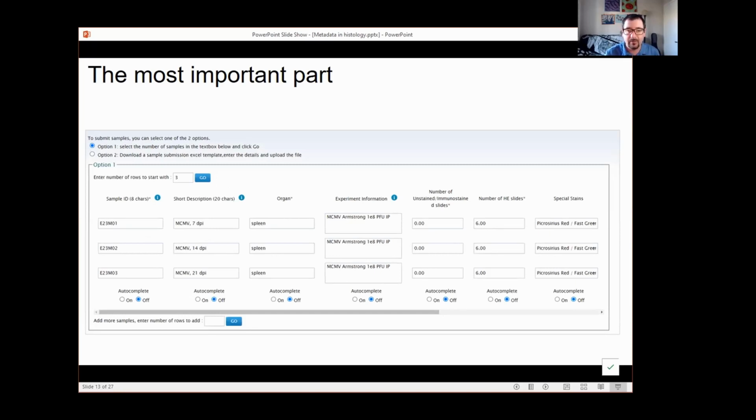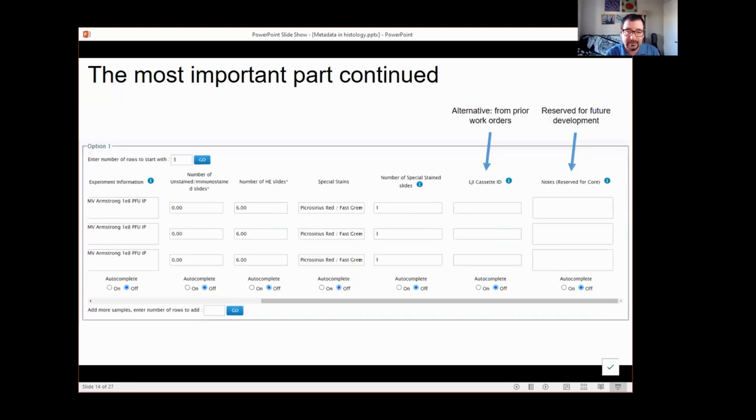There is information about the organ, and we make it mandatory because certain organs need to be processed a certain way. Experiment information, that's for them to write as much or as little as they want. We need to know about how many slides they want, what kind of slides, what kind of special stains they may want to have. And in this form, we built in a way to link previous work orders.